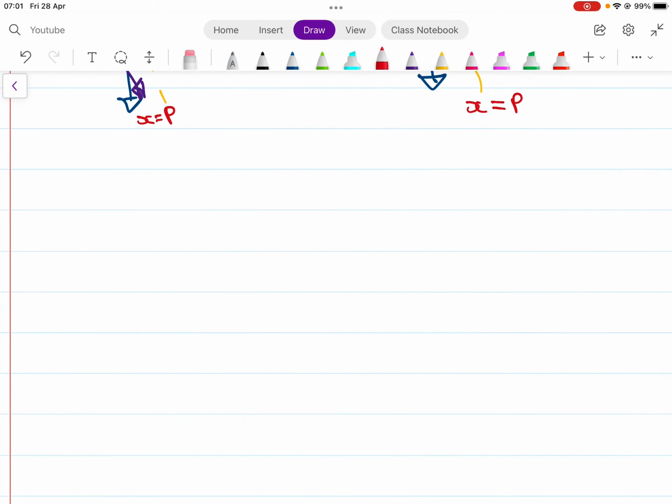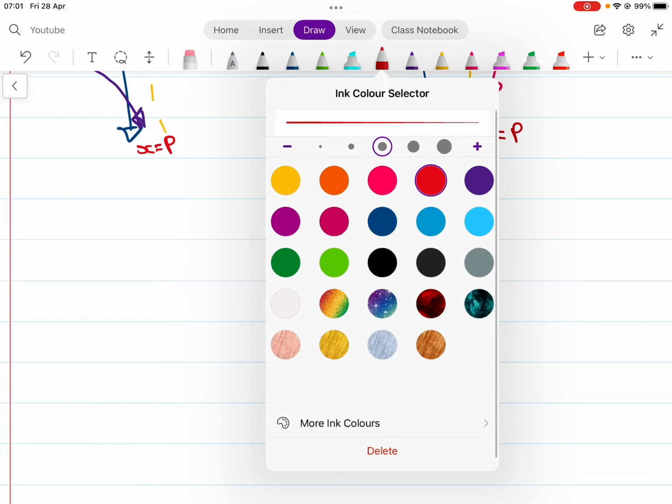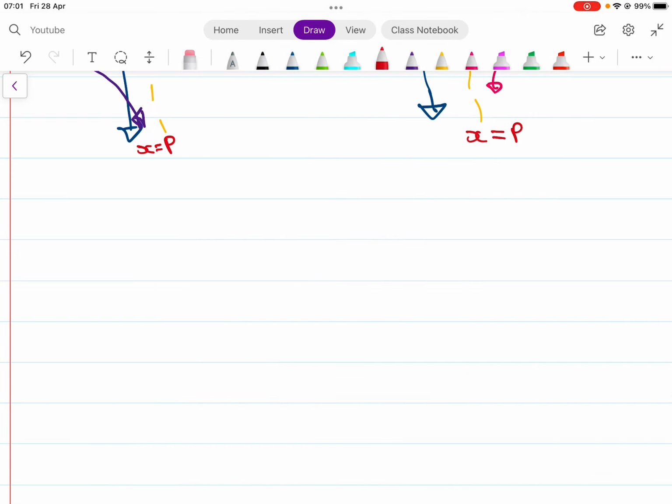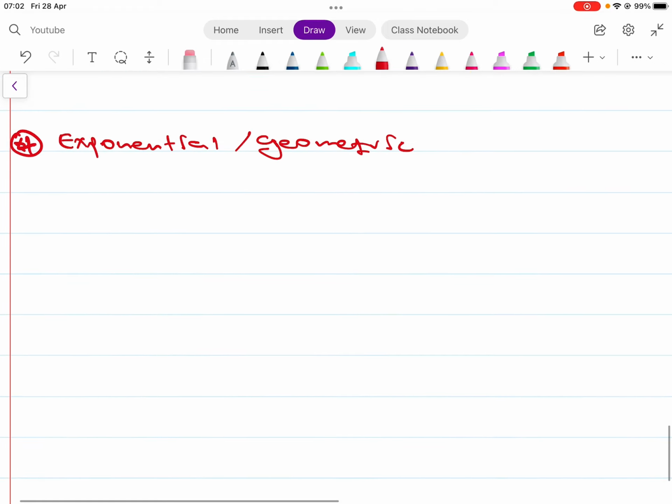And then lastly, we have the last function, number 4, and that is exponential. Remember, exponential can also be regarded as a geometric function. So with exponential and geometric functions, you have only one equation. It's usually in only one format, a times b to the power of x minus p, plus q, just like that.